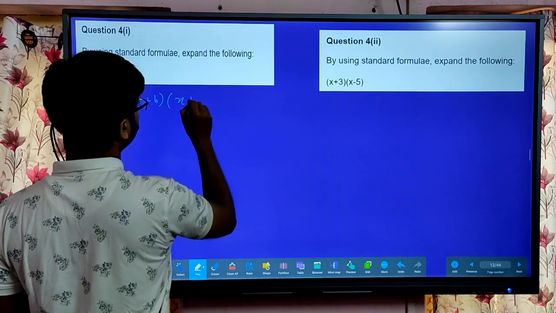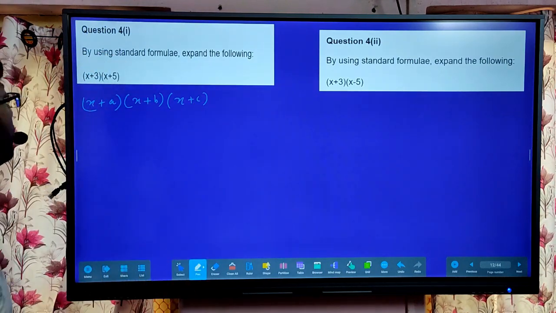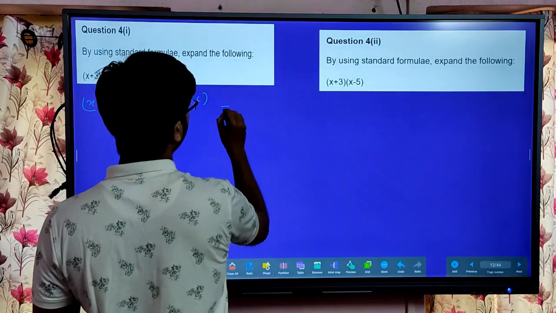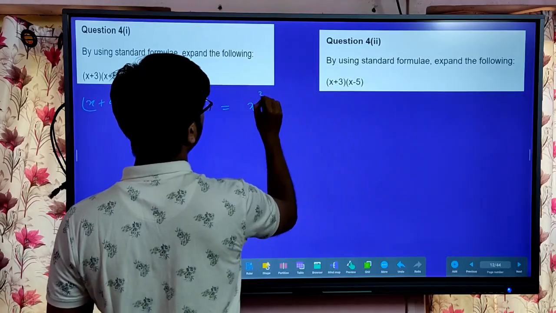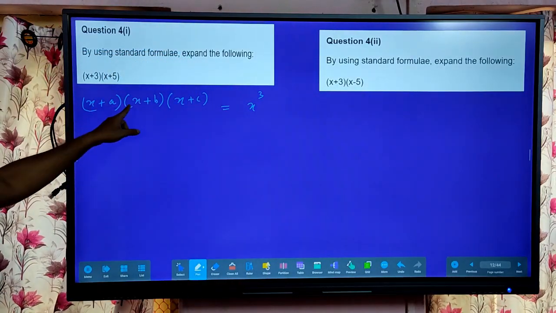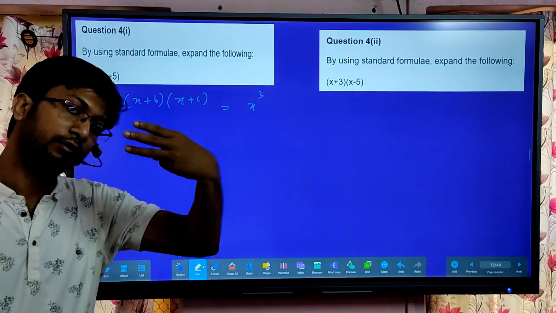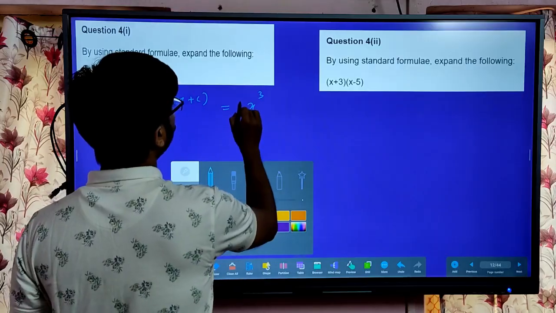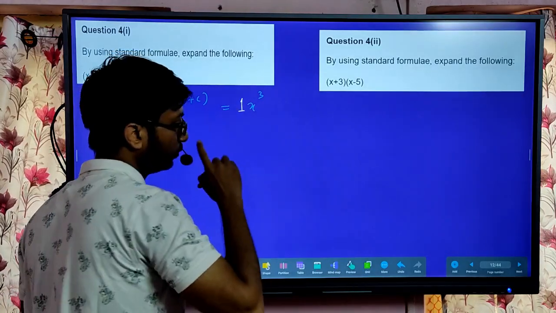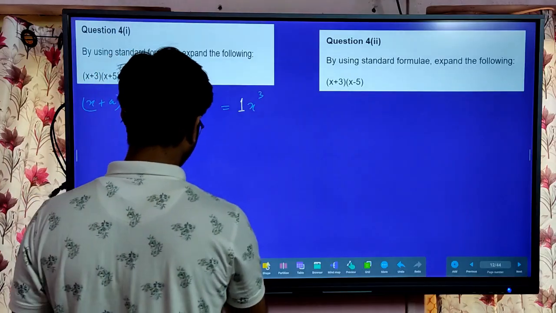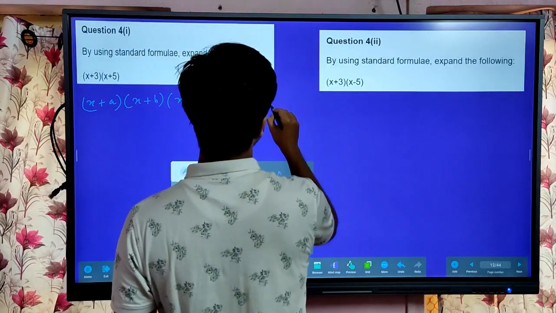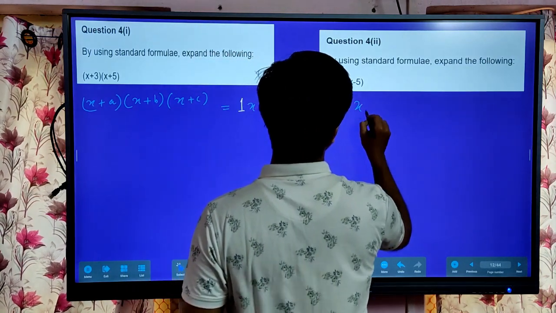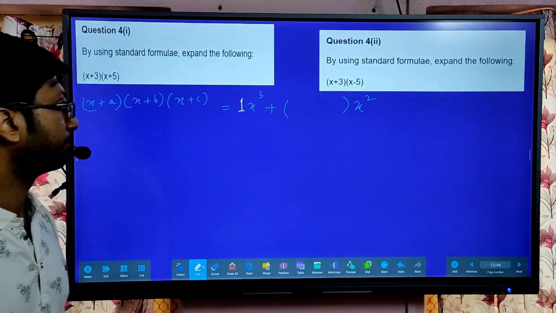Into x plus c. So how to handle this? Now see, the pattern will be, first will be x cube. Why cube? Because 3 x's are getting multiplied, so highest power of x will be 3. And just like the previous case, the coefficient of x cube here will always be equal to 1. Next term will be x square. So we will leave a gap over here. We will fill this up later.